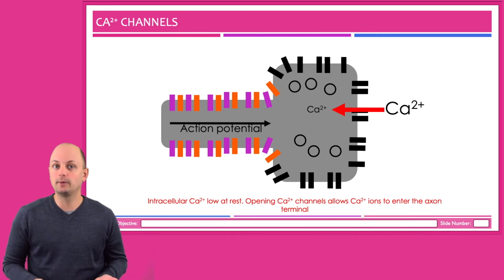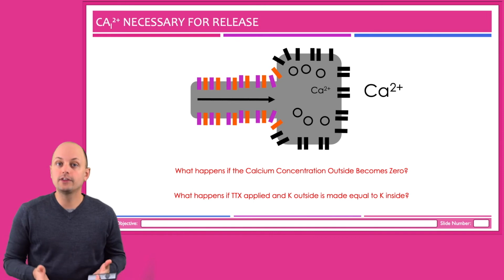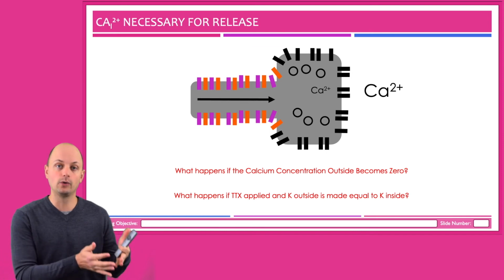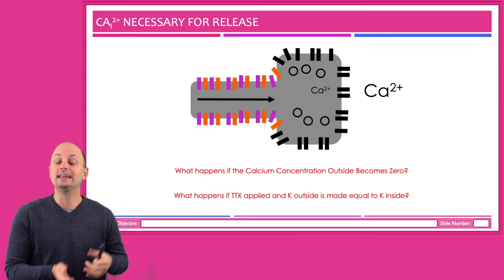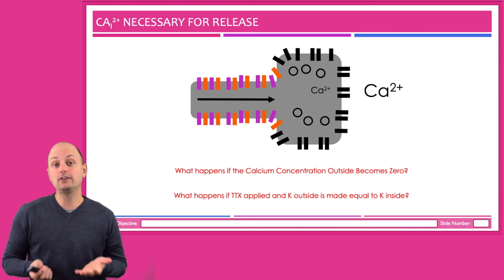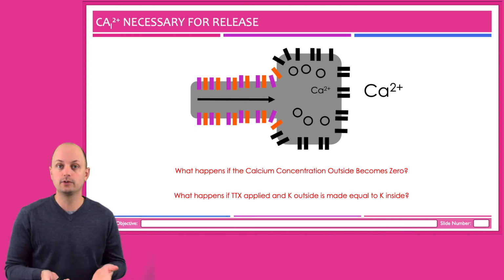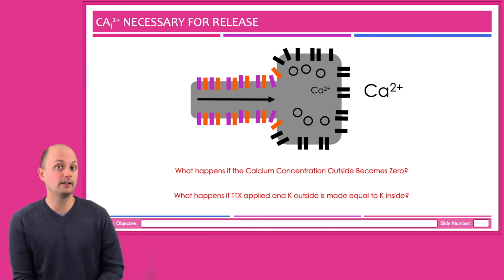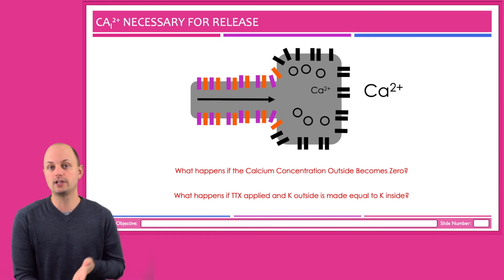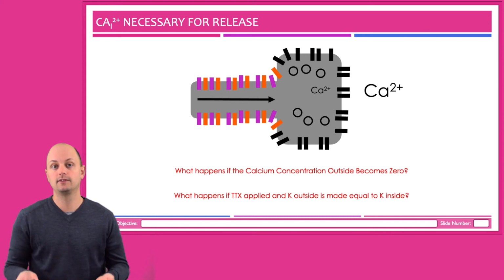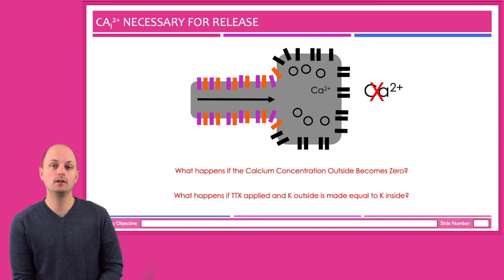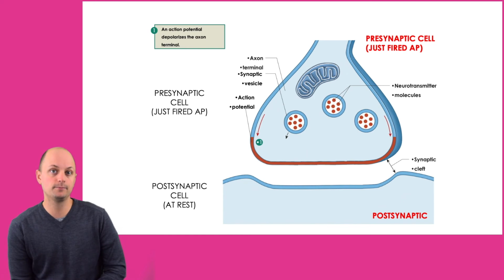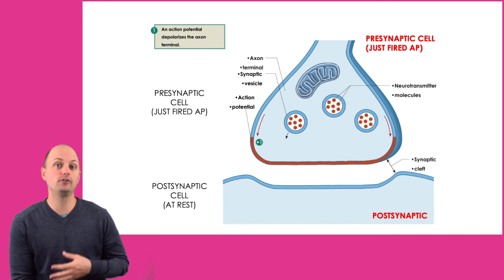So now that we've talked about this whole story, one of the things that you want to think about is how changing the concentrations of ions like sodium and potassium and calcium inside or outside the cell would interfere with the action potential or neurotransmitter release, or both or neither. Alternatively, you could also think about how a drug like tetrodotoxin, which inhibits voltage-gated sodium channels, would impact this entire process.